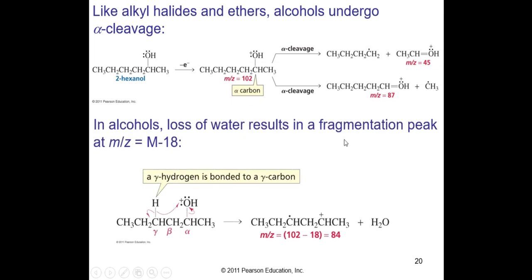In alcohols, sometimes you don't get a molecular ion at all because the molecular ion is going to lose water. It's going to actually kick out a gamma hydrogen to form water. Entropy drives this and you get a detectable 84. So now you have a gamma carbon getting into play.